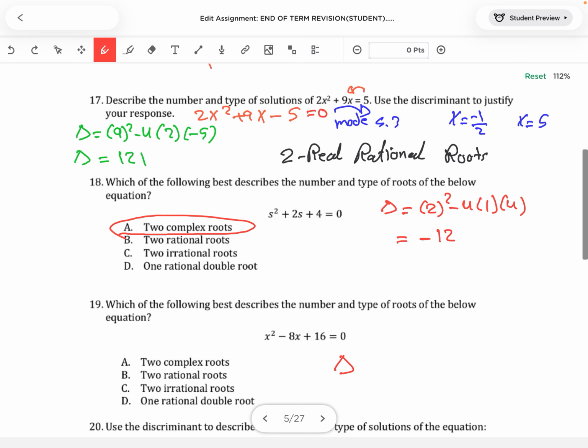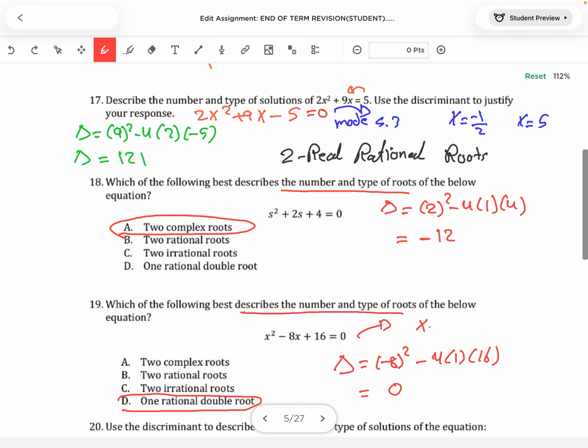The discriminant here, which of the following describe the number and type of roots? Once they are talking about number and type of roots, it means that I'm talking about the discriminant. Negative 8 squared minus 4 times 1 times 16 equals 0. 0 means I have one rational double root. How would I know if it is rational? You can work on it in mod 5-3. You will get x equals 4 only.